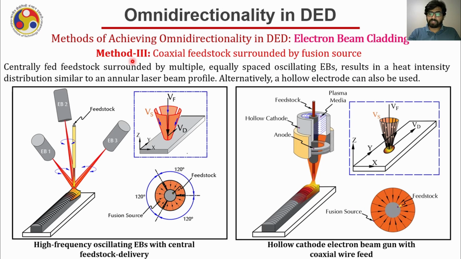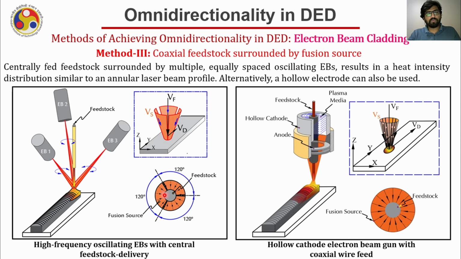If method 3 is used, then the feedstock should be coaxial and it has to be surrounded by the fusion source. In such a case, assume that you have this feedstock, which is the wire, because of course we cannot use powder as I already mentioned, and then we have 3 electron beam guns. These 3 electron beam guns are rotating with a very high speed, because electron beams are known for oscillating with a very high speed. As they can do that, they can virtually form an annular beam kind of shape, like you have just seen in the case of laser.